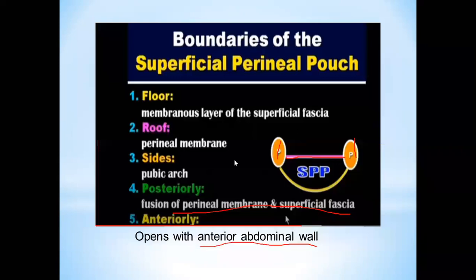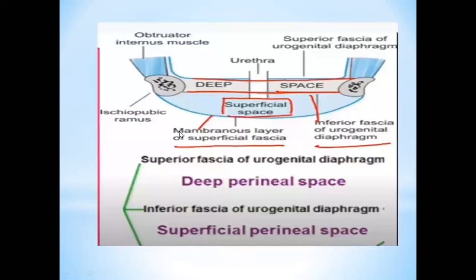But in the superficial perineal pouch, the roof is formed by the perineal membrane. So look at this difference: the perineal membrane forms the roof of the superficial perineal pouch, while it forms the floor of the deep perineal pouch. Remember this, please.